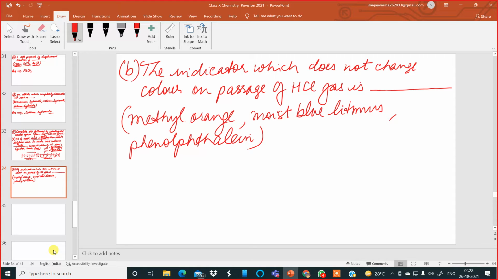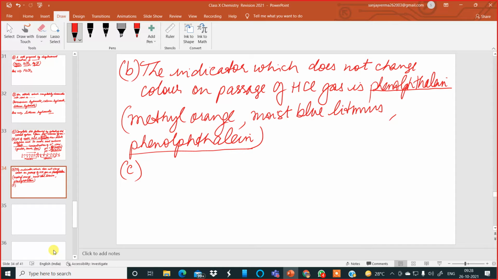Phenolphthalein, correct. The answer is it remains colorless. In acidic medium, it remains colorless. So the answer is phenolphthalein. Okay, so this question can be put in the multiple choice question also. Are you getting it? So that is how I am trying to give the question to you all. That was number B. Now let us go to 4C.